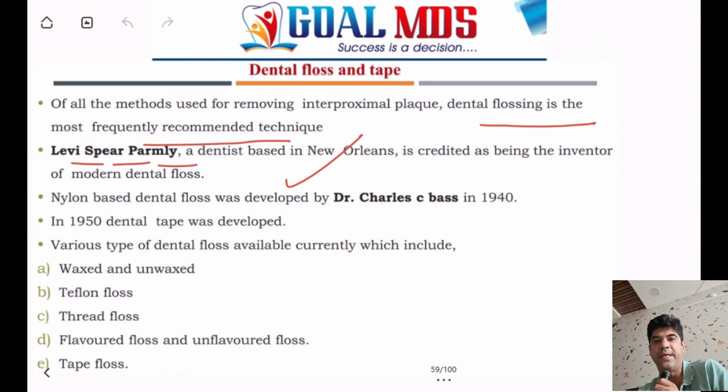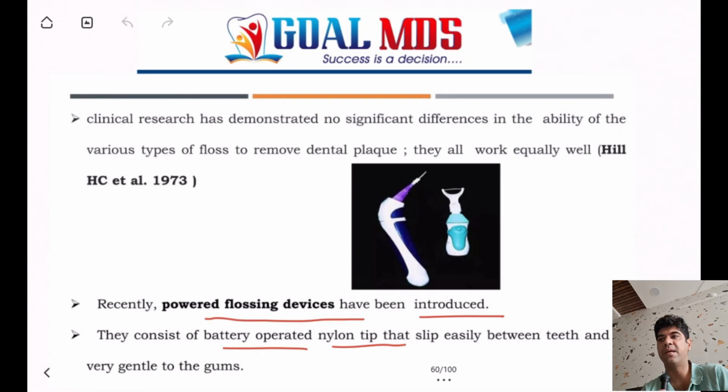The dental floss, as we know, is a thin string made up of nylon or Teflon that is used to clean the teeth. Dental floss is the most commonly recommended technique. Who first invented the modern dental floss? It was Levi Spear Parmly. So remember, from your exam point of view, Levi Spear Parmly was the person who discovered the dental floss. Various types of dental floss are available: waxed, unwaxed, Teflon, thread, flavored, and unflavored flosses.